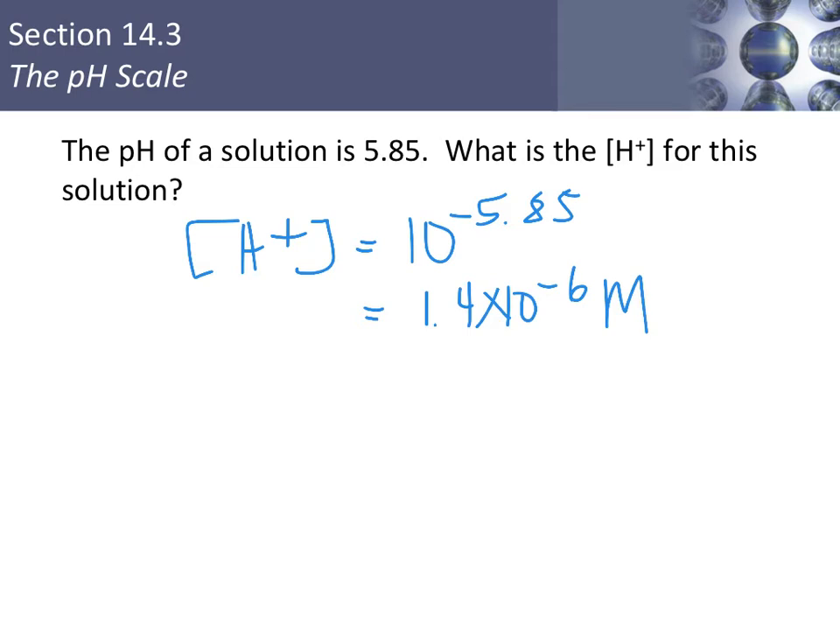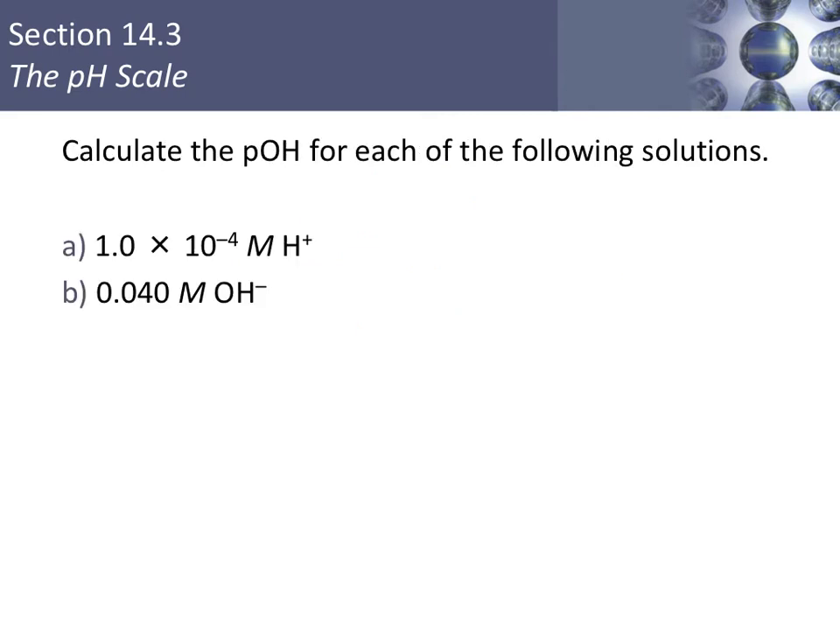We get 1.4 times 10 to the negative 6th. There are 2 decimal places in the pH, so we're going to match that with 2 sig figs in our answer. This is a concentration, so we do need a unit. And typically, pHs and pOHs do not have units, but concentrations do. So we're going to do molar for our unit on our answer.